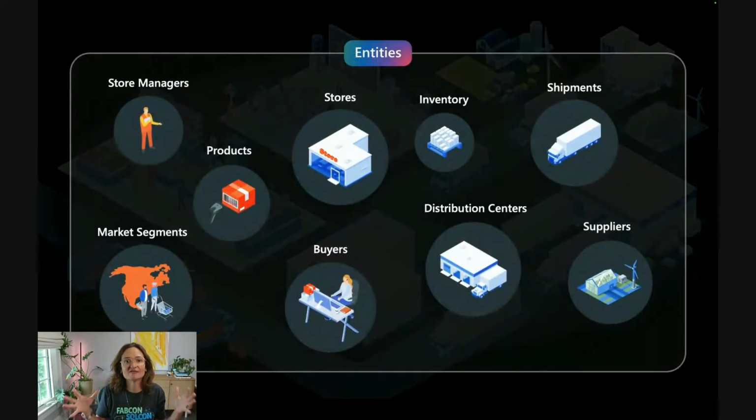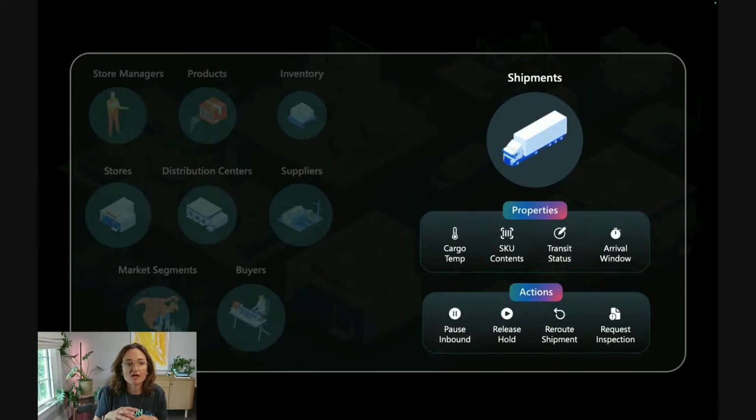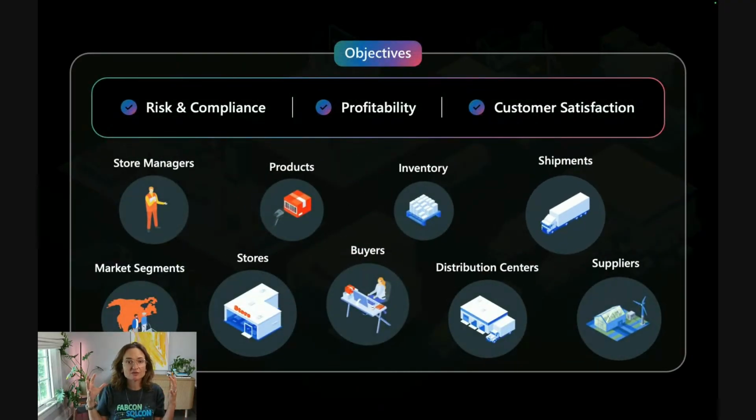And there are a ton of entities across these, right? Market segments, the stores, the inventory, the shipments, the suppliers, and all of these have relationships, right? They depend on one another, they relate to one another. And then if you dig into any one of these entities, they all have a set of properties, some of which are standard, some of which are IoT devices, some of which are flowing all the time in real time. And they all have actions you might take depending on the state of those properties. And so really, the ontology allows you to model all of this stuff along with the business objectives.